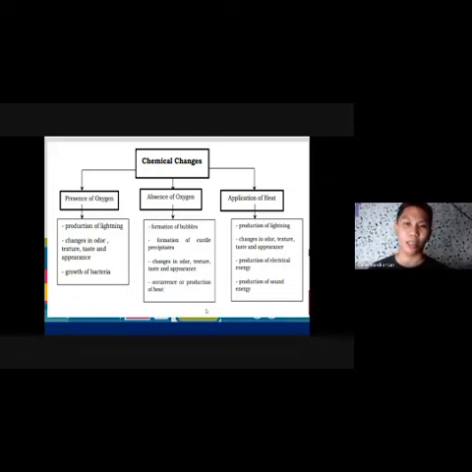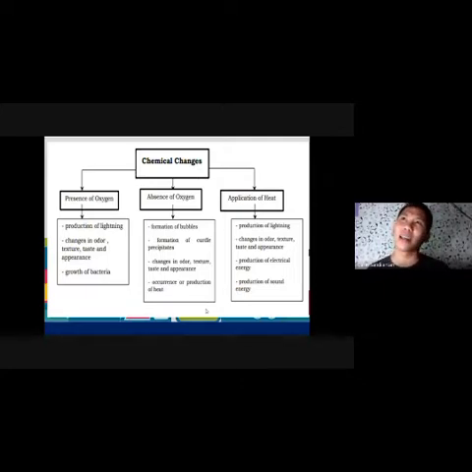So chemical changes. You have there the chart: presence of oxygen, absence of oxygen, and application of heat. Under the presence of oxygen, number one is production of lightning, changes in odor, texture, taste, and appearance. Example of change in odor: yung spoiled milk, di ba? Yung panis na gatas. Kapag inamoy mo yun, iba na yung smell niya. So texture, taste, the same manner yung taste.